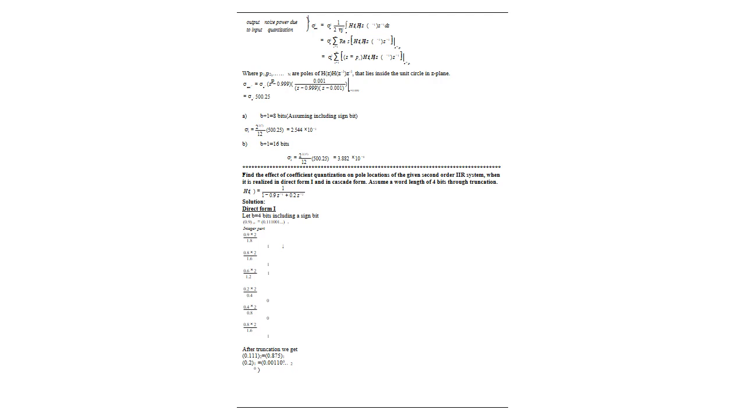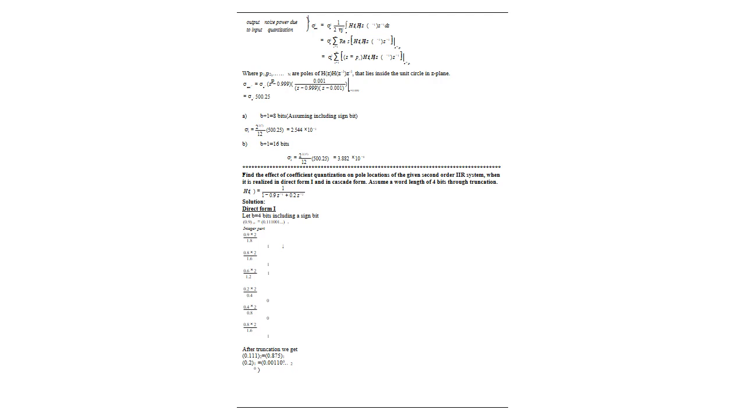Find the effect of coefficient quantization on the pole locations of the given second order IIR system when it is realized in direct form 1 and in cascade form, assuming a word length of 4 bits through truncation. So h of z is given as 1 divided by 1 minus 0.9 z inverse plus 0.2 z power minus 2. First we form the direct form 1. Let b be 4 bits, including the sign bit. We have to convert the coefficients to binary.